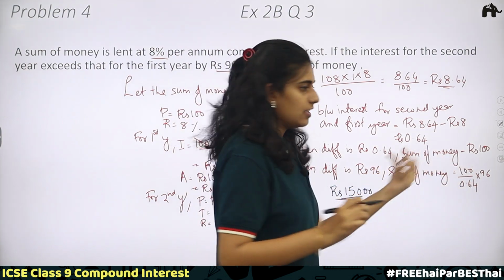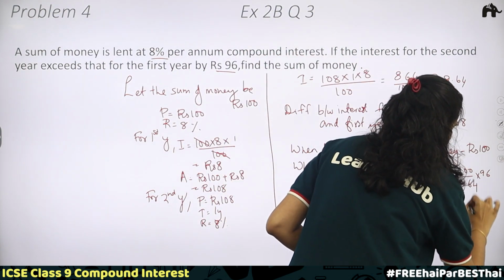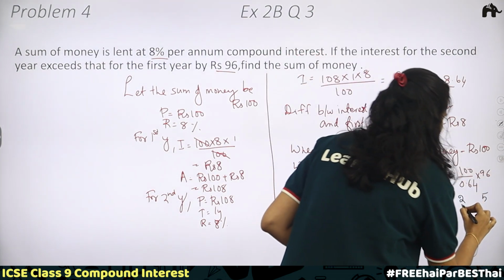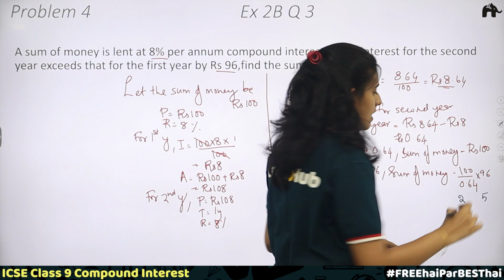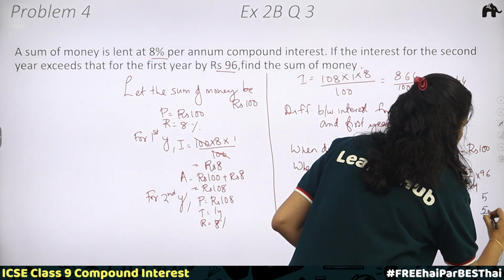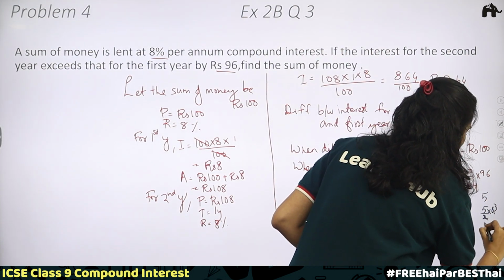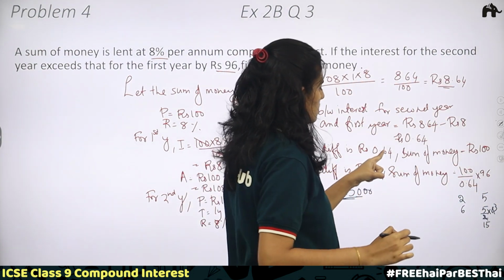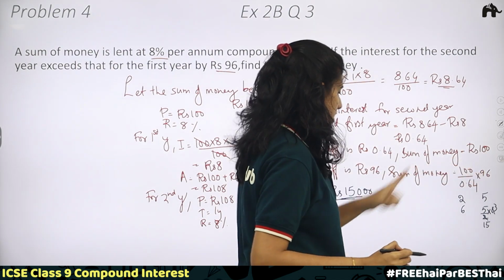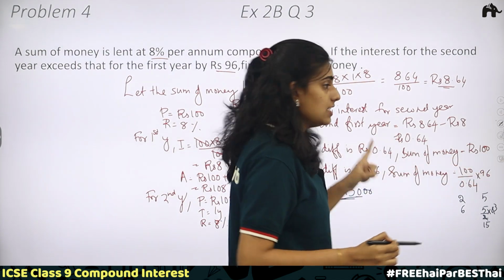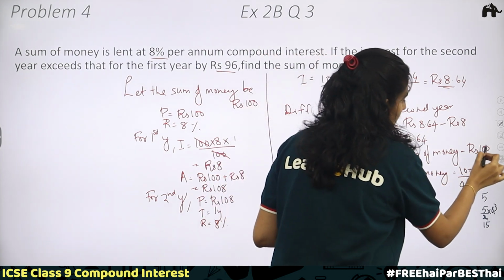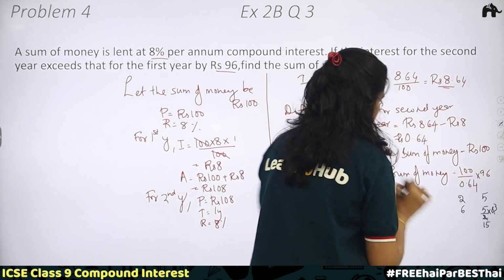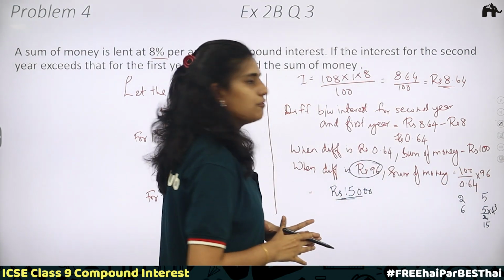Here what we have done, let's say for 2 rupees, you will be getting 5 apples. Then what is the number of apples for 6 rupees? How to find? You will be doing 5 divided by 2 into 6. So on cancelling, you will be getting 15. Okay, same thing we have used here. If the difference is 0.64, then the sum is 100. If the difference becomes 96, then what is the sum? 100 divided by 0.64 into this, that is 96. So you will be getting rupees 15,000.